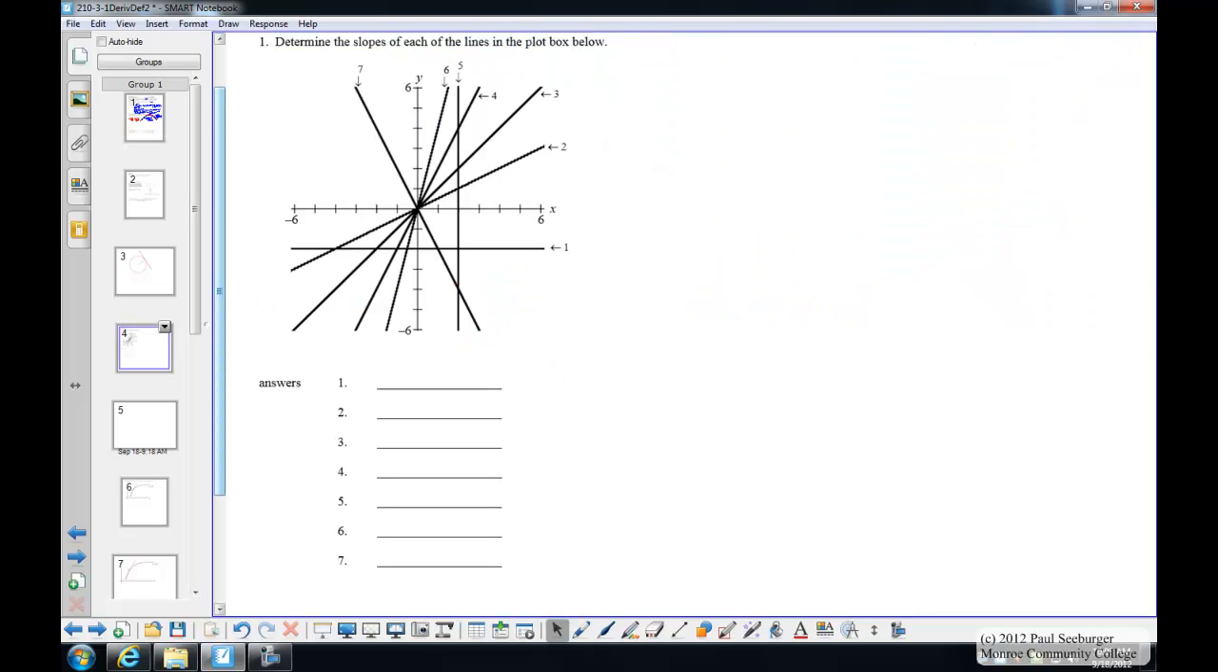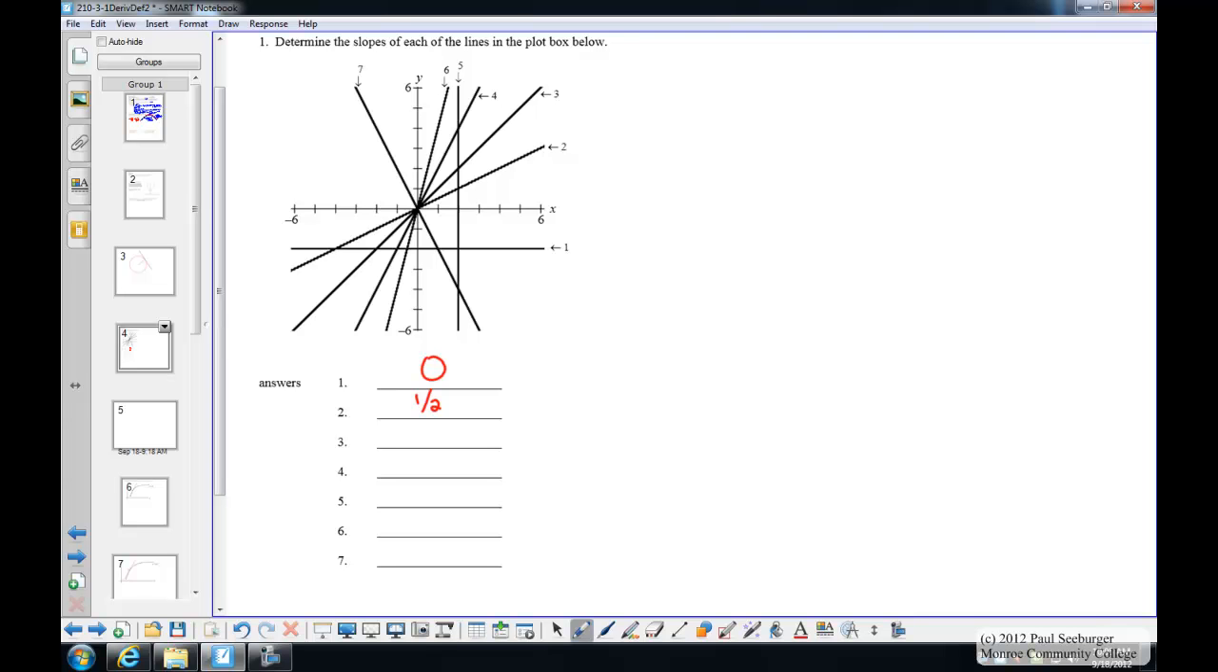Okay, looks like many of you are finished. All right, let's see what you've got here. So line number 1, this horizontal line, what is the slope? 0, okay. Line number 2, here it is, right here. What's the slope of that line? 1/2, so we go up 1 and right 2. You can see that right here. Keeps going, so 1/2.